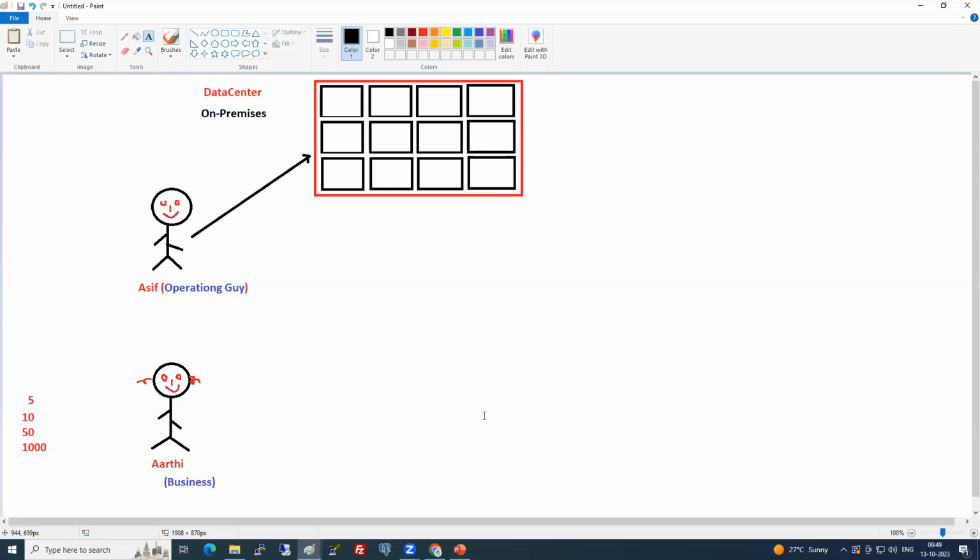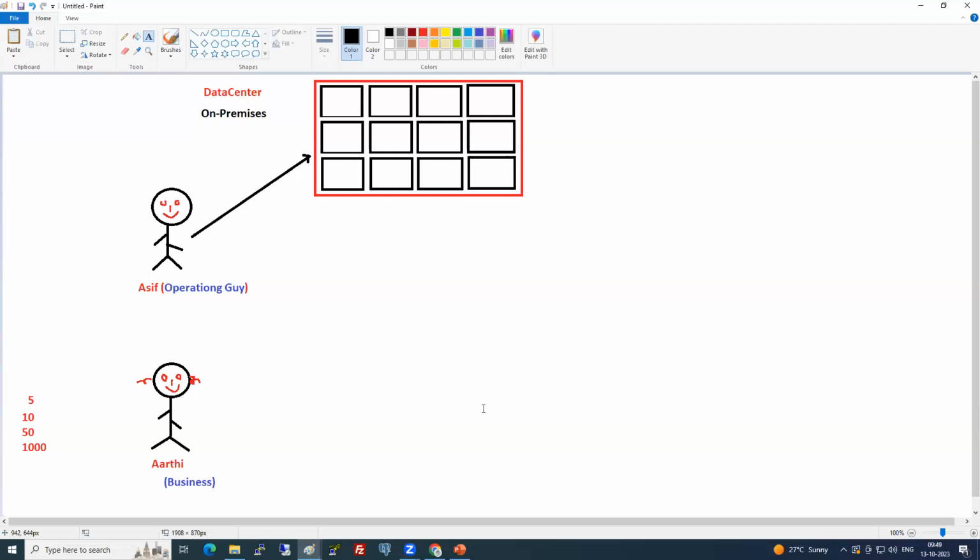These are the problems with the data centers, I'm saying. Now, the first data center which Asif is handling is completely full or not? It's completely packed up. Yes, it's completely packed up.